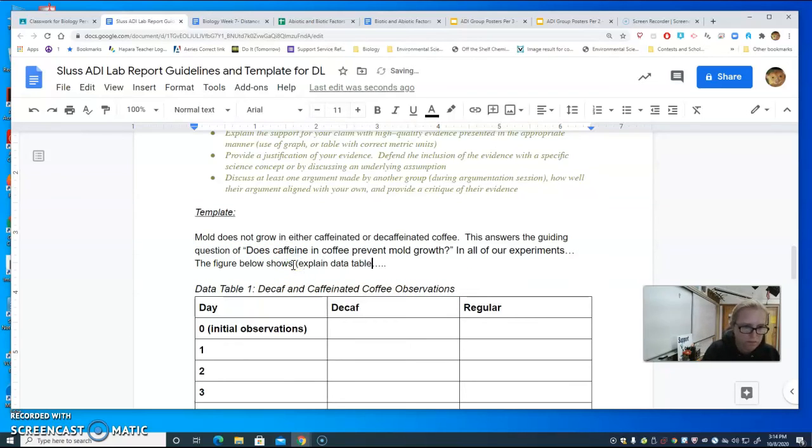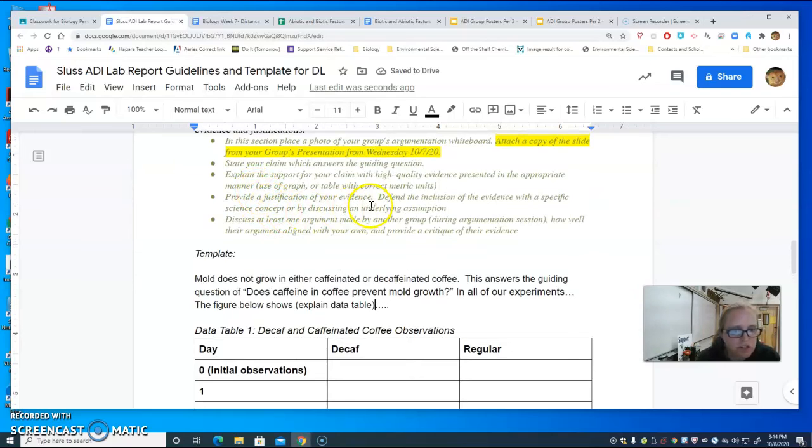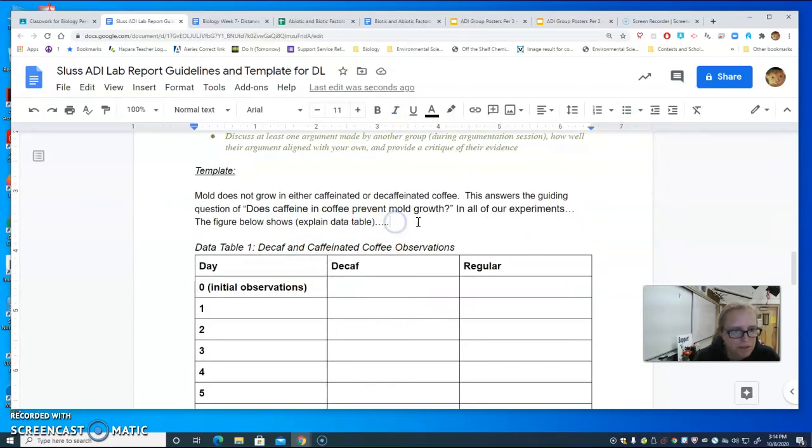Data table, okay, and justification of your evidence. I know this is tough, but this is actually asking why it is important to know about coffee molding or not. You could say this information is important because we don't have to worry about coffee molding or whatever, okay? So why is it important to know about whether or not coffee molds?